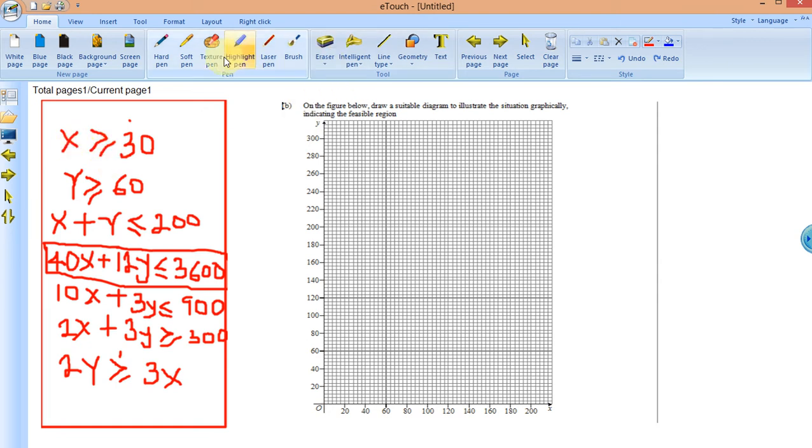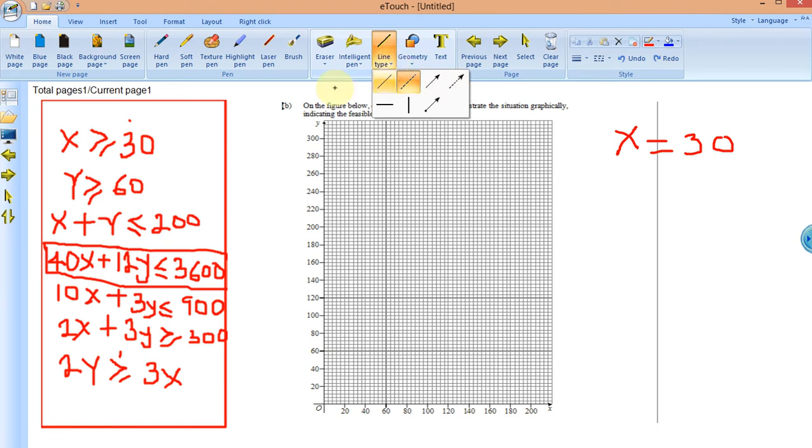I'm not going to take much time explaining this. Let me just explain first. The first thing is to just go for x equals 30. So before I go ahead with this inequality, x equals 30, I need a line now.